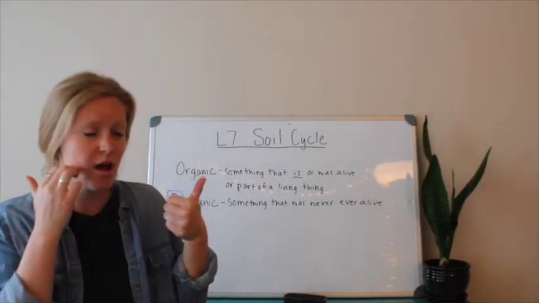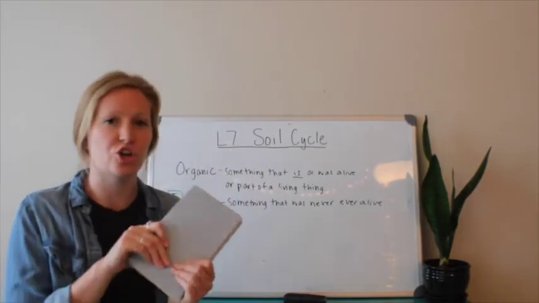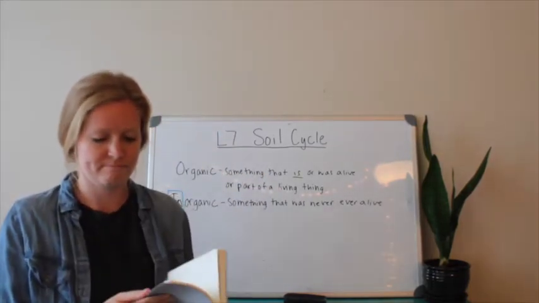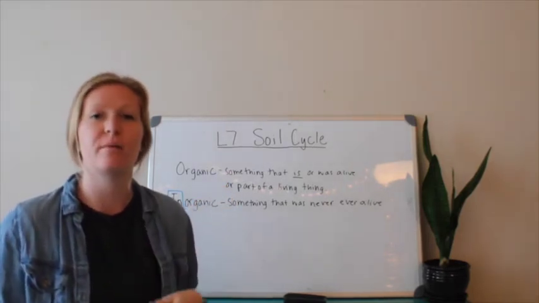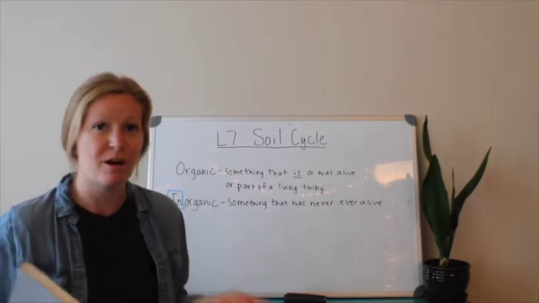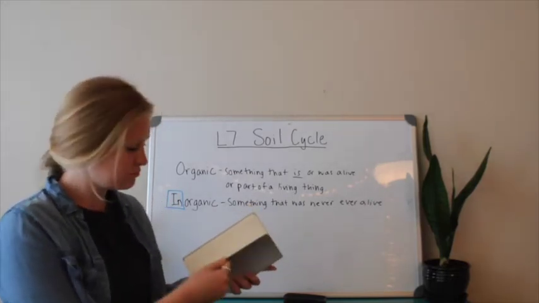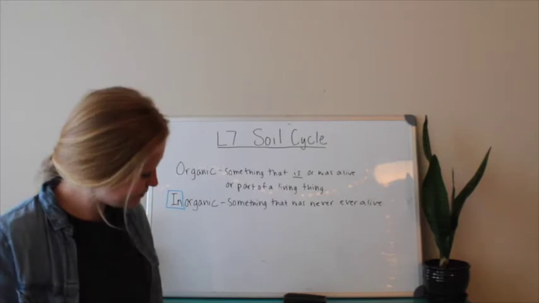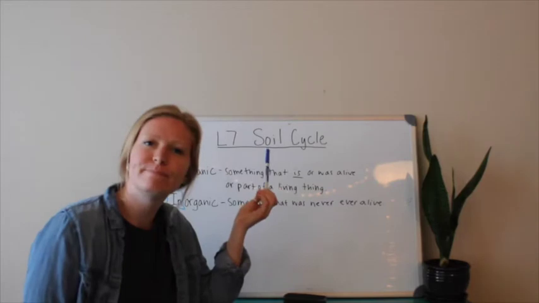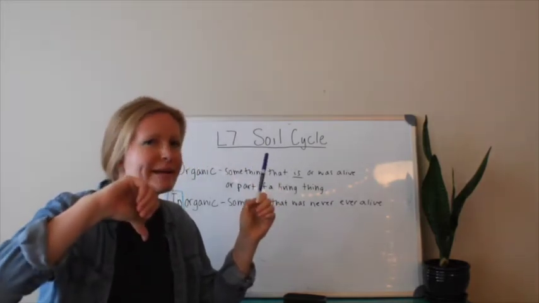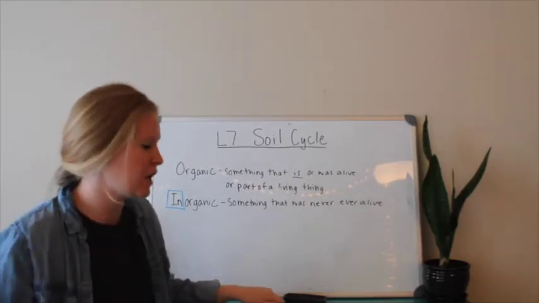Totally. How about, what else do I have here? Ooh, I have a leather journal. Leather. Also organic. Awesome. Yeah, because leather comes from a cow. It's like cow skin. So it was once part of a living thing. How about the paper inside of this journal? Also organic. Came from a living thing. Totally. I don't know though, how about this marker? That's inorganic. It's made of plastic. So plastic we usually consider as inorganic.